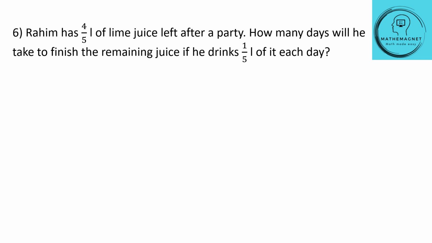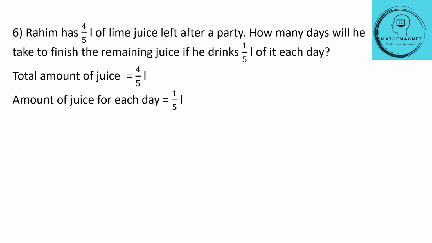And then they are asking how many days he will take to finish that remaining juice if he is going to drink 1 by 5 liters on each day. So they are asking the number of days is the question. The total amount of juice that is available with him right now is 4 by 5 liters, and he is going to drink 1 by 5 liters on each day.